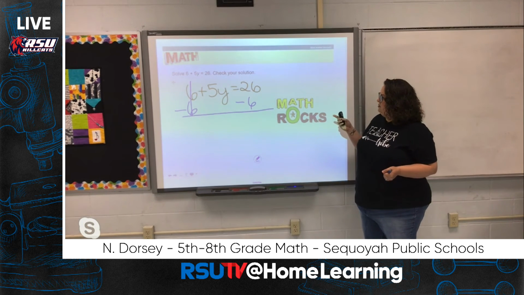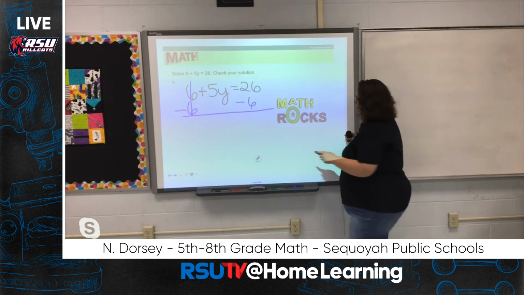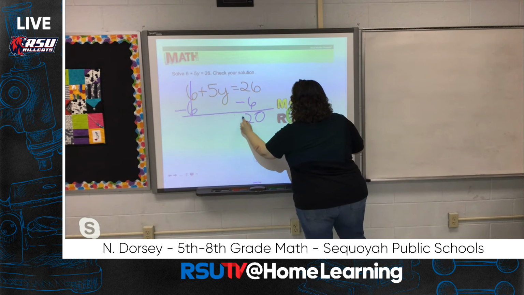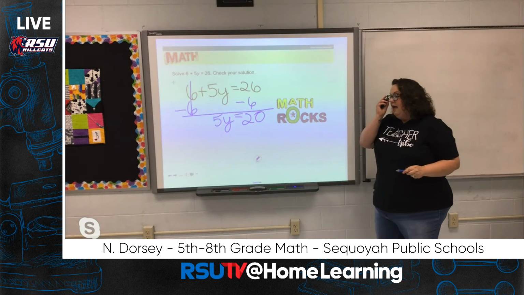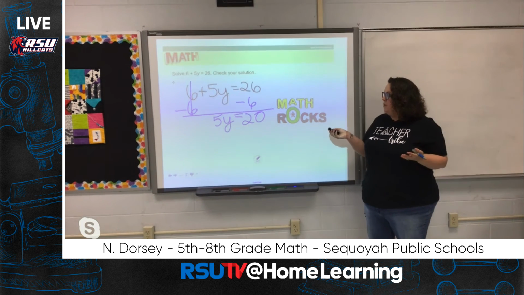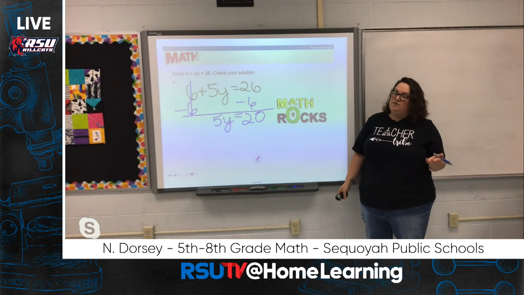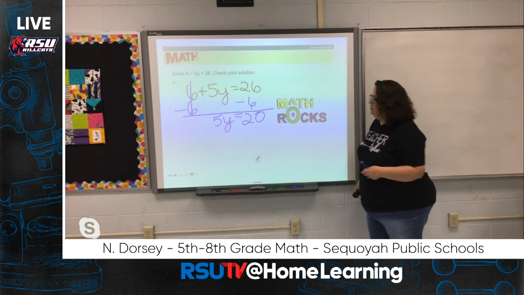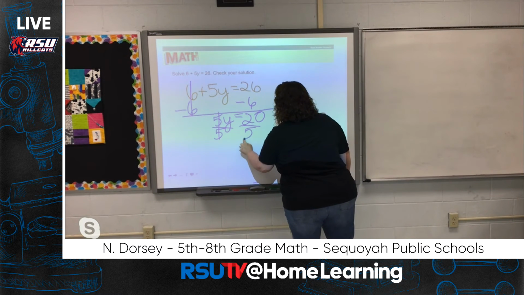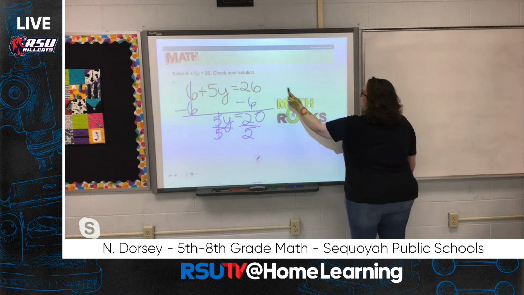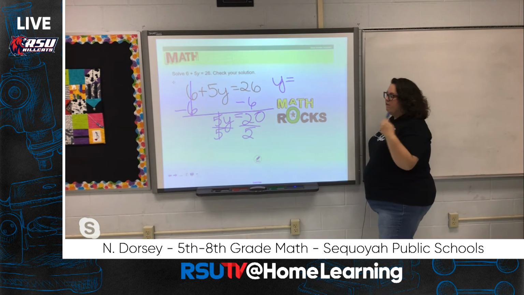So 26 minus 6 is 20. Bring down what you haven't used, which is our 5y, and we have another one-step equation. So 5 times y, the opposite of times is division. So we're going to divide both sides by 5. And I'll write my answer over here. We have y equals, what is 20 divided by 5? 4.